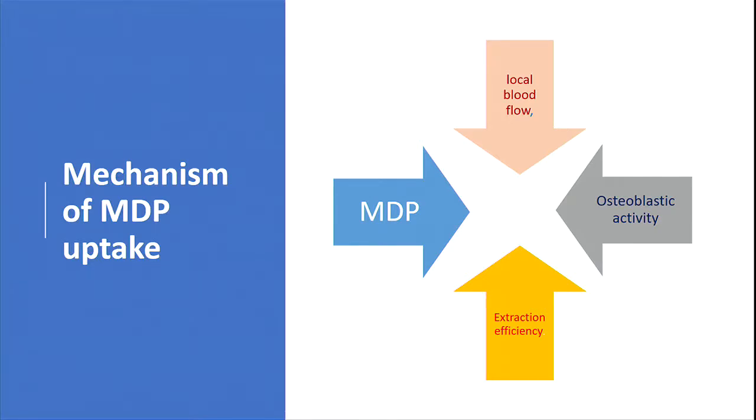Primarily, MDP uptake, as we all know, depends on blood flow and extraction efficiency. It makes the whole MDP uptake in the osteoblast, so there is osteoblastic activity. It varies in different pathologies, and normal physiological conditions also contribute a lot of osteoblastic activity. So understanding normal physiology is very important in identifying various artifacts.